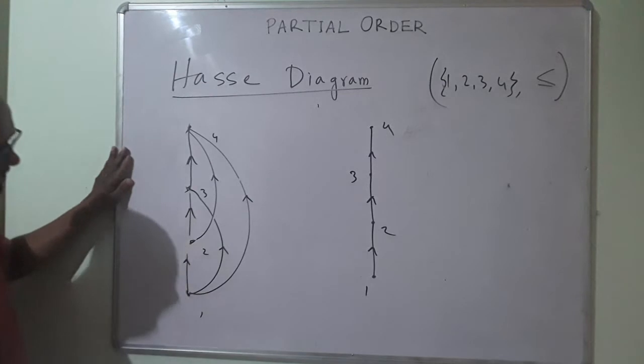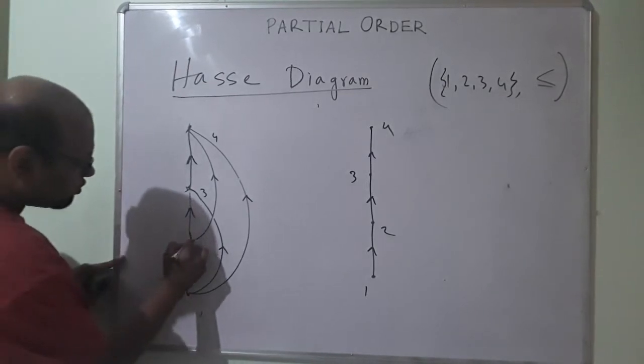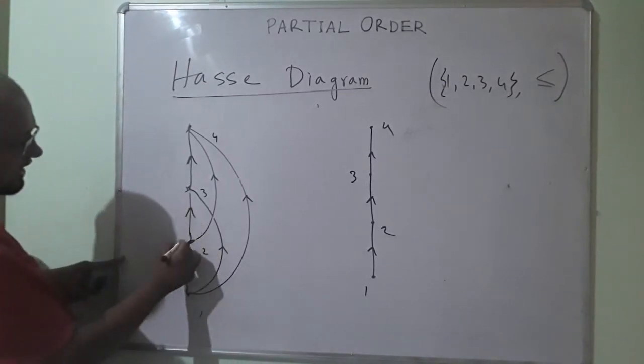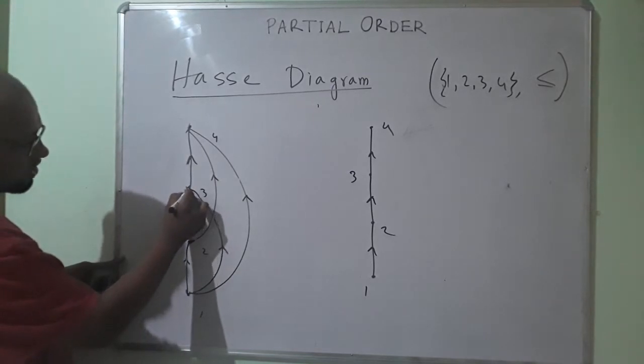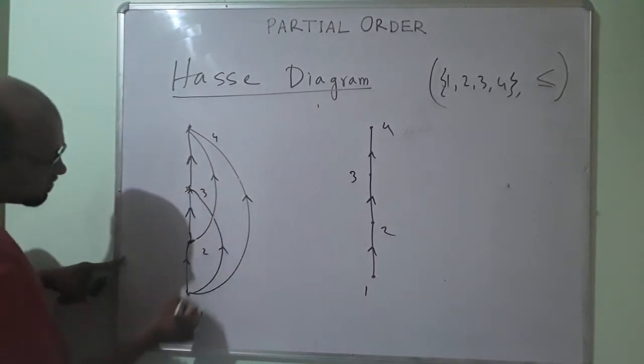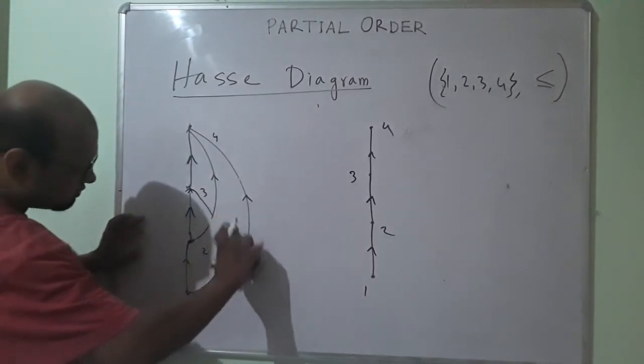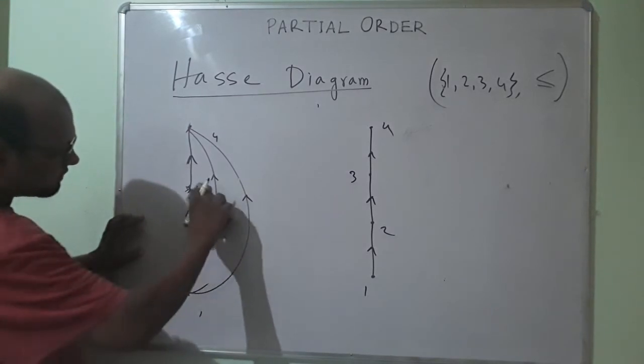So the self loop I have eliminated. Now I have an edge from 1 to 2, and from 2 to 3. So the transitive implied edge is 1 to 3. I don't need this anymore. Okay.